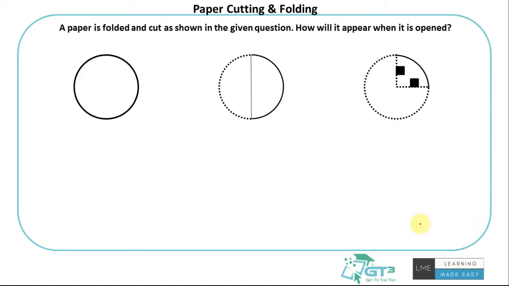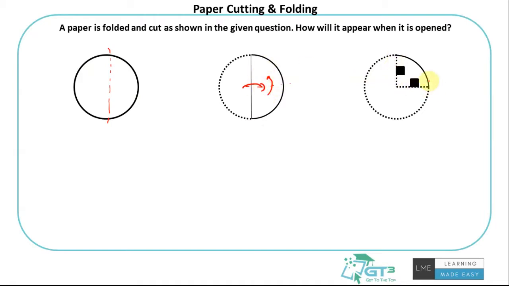Now let's look at the next type, that's paper cutting and folding. This is what I feel is a slight extension of the mirror reflection. I have a circular paper. Now I have folded it around this line, which is what this shows. Basically half of the sheet is now folded into two semicircles. Now this again is folded over this into four quarter circles.